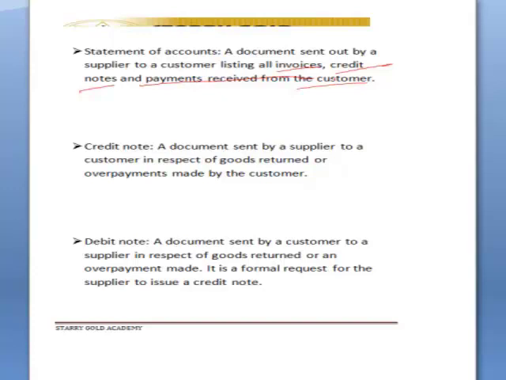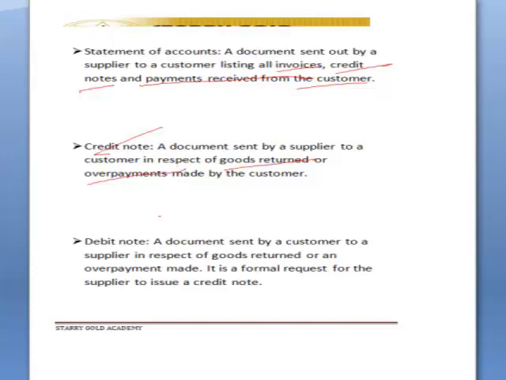We also have credit notes as a source document. A credit note is a document sent by a supplier to a customer in respect of goods returned or overpayment made by the customer. You must know the basis of sending a credit note is goods returned, because money will not be refunded, or there is an overpayment.